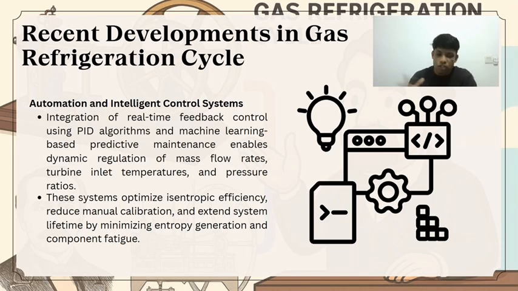So essentially what this is saying is that these modern systems also include smart controls. They use feedback loops and AI prediction to automatically adjust how the system runs. That means fewer errors, better performance, and less maintenance. By fine-tuning variables like mass flow and pressure, the system runs more efficiently and lasts longer.